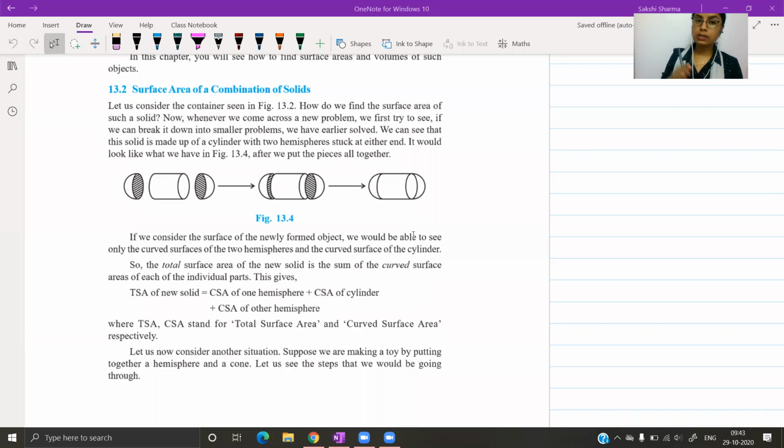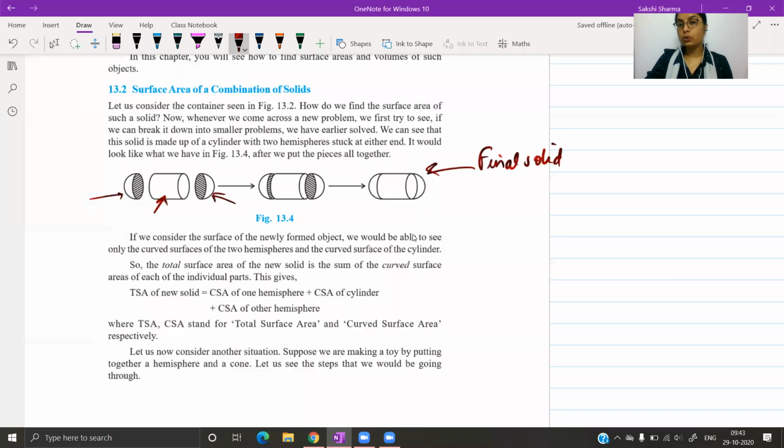Before we start with the exercise, I would like to go over this example here. They have given this figure 13.4, as you can see. If we wanted to find out the surface area for this solid, which is formed by a cylindrical portion in the middle and 2 hemispheres on its ends, it will not be as simple as finding the surface area of the 2 hemispheres and the surface area of a cylinder and adding all three. You need to identify which surfaces of the final solid shape we want to find the area of.